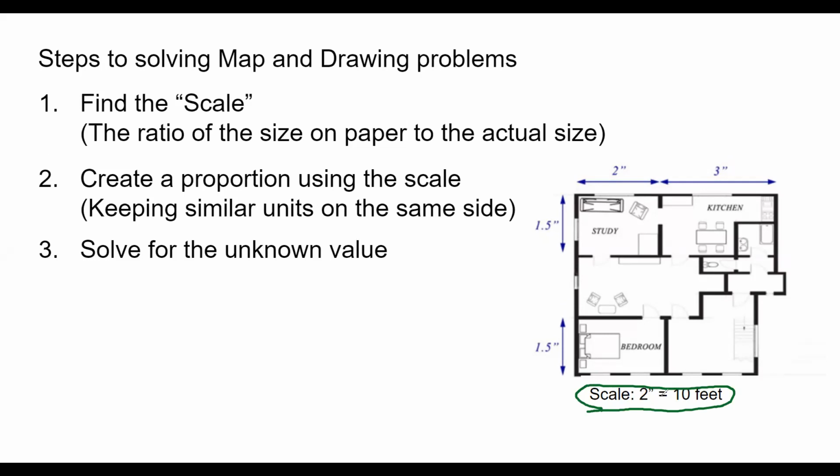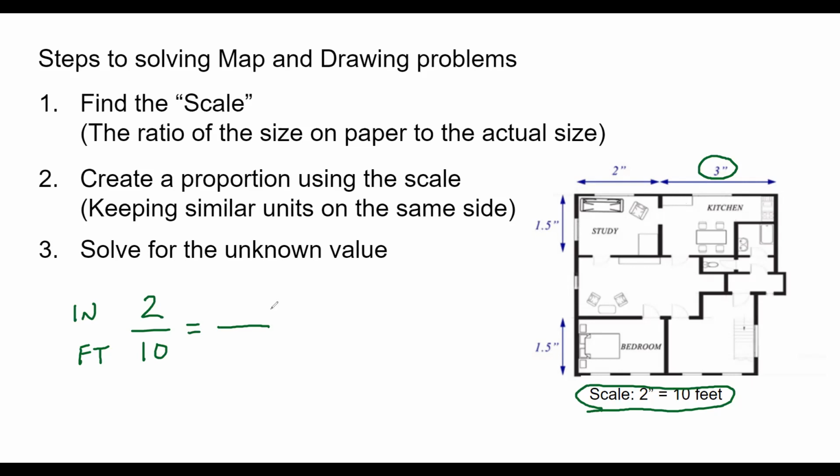Now, the key is to recognize that that can be expressed as a ratio. 2/10. It's inches on top, 2 inches, feet on the bottom. It's important for us to keep track of the units. Let's set up the other side of our proportion. Let's say that we want to know what the width of the kitchen is in real life, the actual width of this kitchen if it was built.